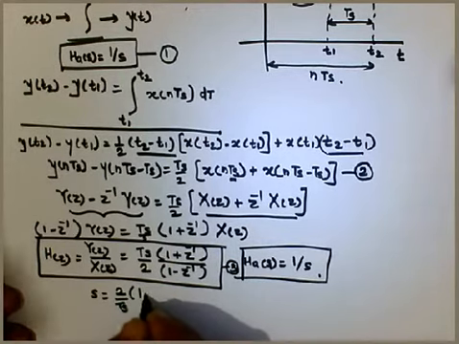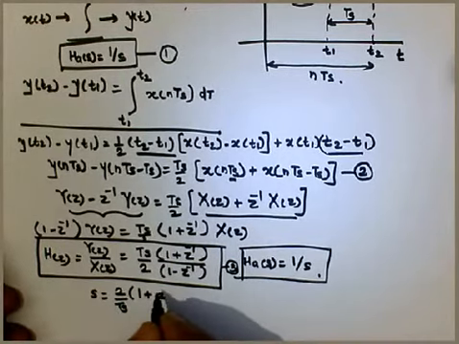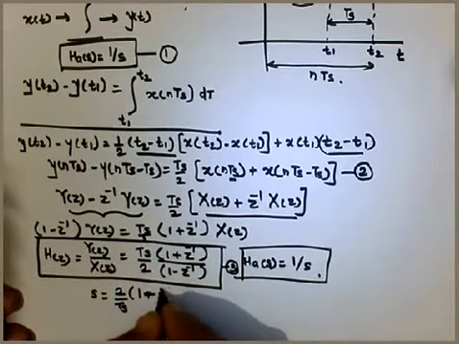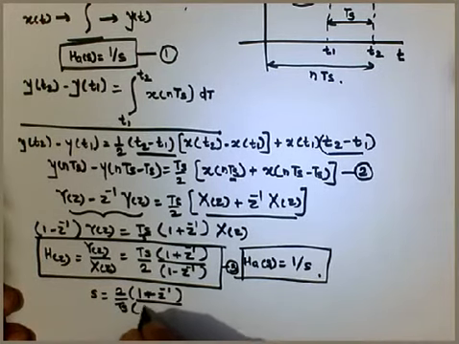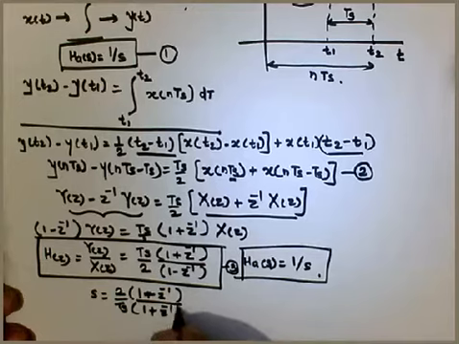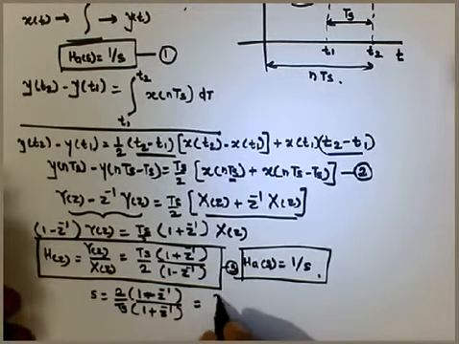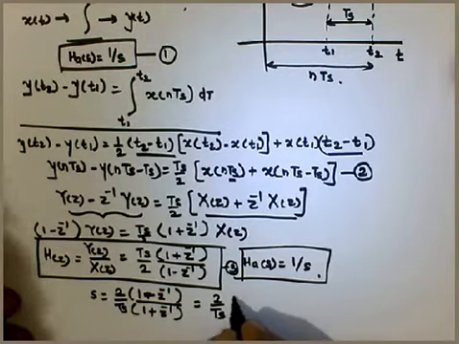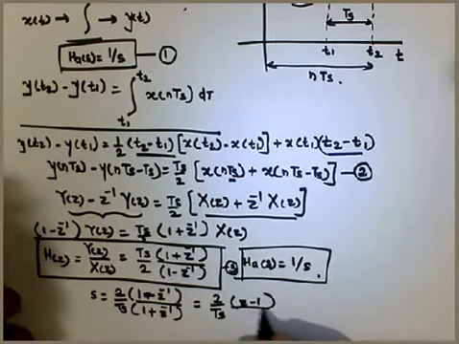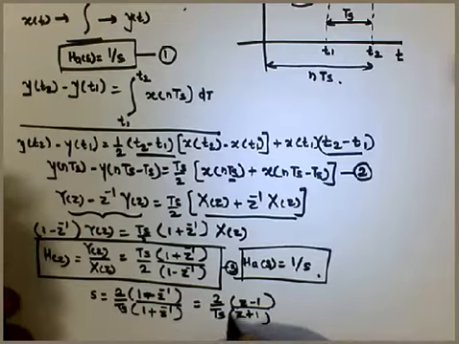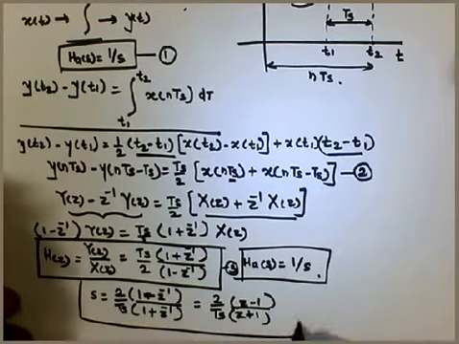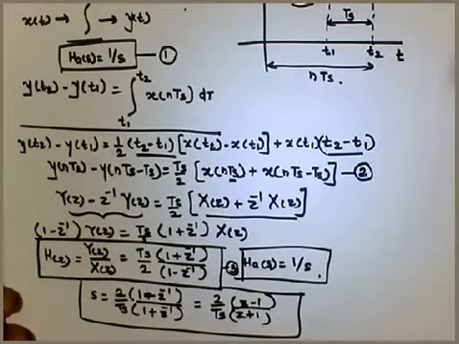This is nothing but (1 plus Z inverse) by (1 minus Z inverse) divided by (1 plus Z inverse). So someone may write it like 2 by Ts into (Z minus 1) by (Z plus 1). This is how this substitution will be done for S to replace in the Z domain.